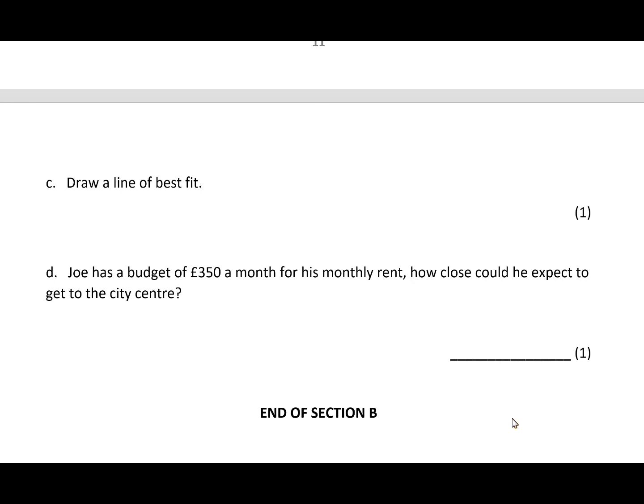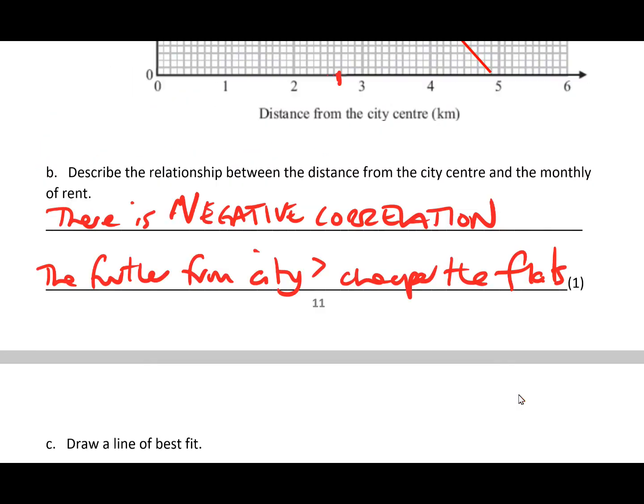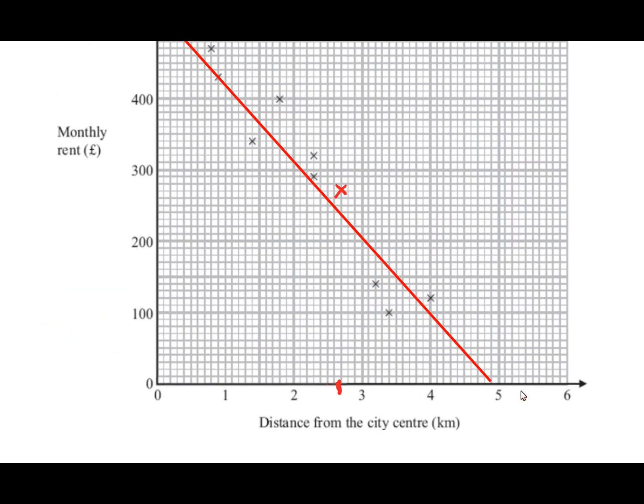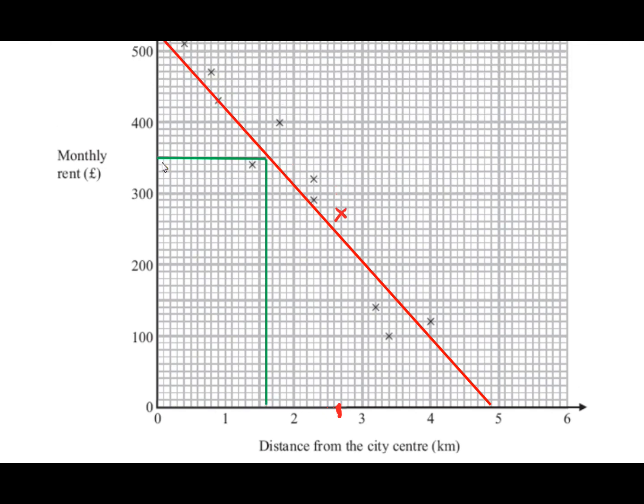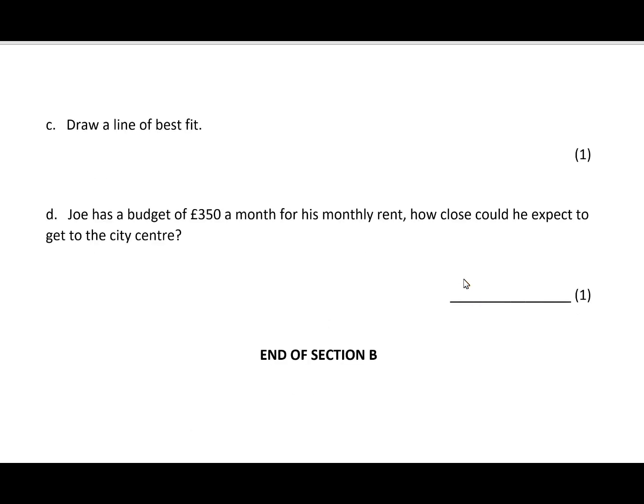So part D says Joe has a budget of £350 a month for his monthly rent. How close can he expect to get to the city centre? So back to our chart, and we have to plot a line from £350 down to the distance. So let's do that. So here I've drawn my line across from £350. I've hit my line of best fit, and I've gone down, and I can take my reading here. So it's 1 kilometre point 1, 2, 3, 4, 5, 6. So for 1 mark, 1.6 kilometres.